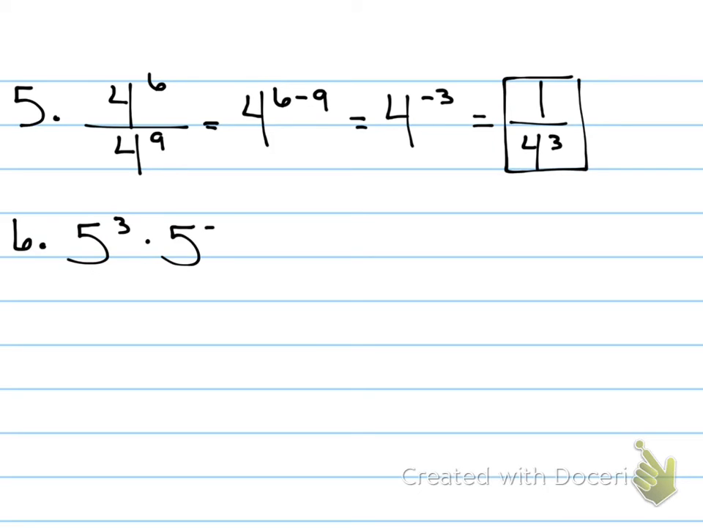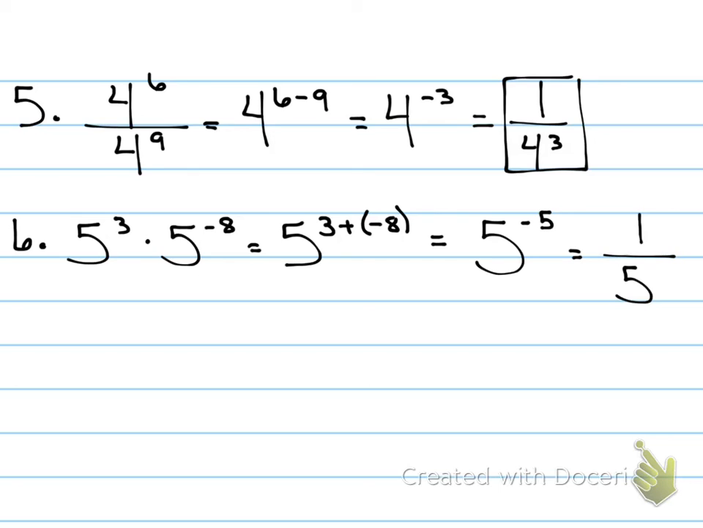All right, so same goes with product of powers. Product of powers property says that I can multiply powers with the same base and add their exponents. Well, what happens if I have a negative? What's 5 to the 3rd plus negative 8? Negative what? Negative 5. But I can't leave my answer like that. What's going to be my answer? 1 over 5 to the 5th.